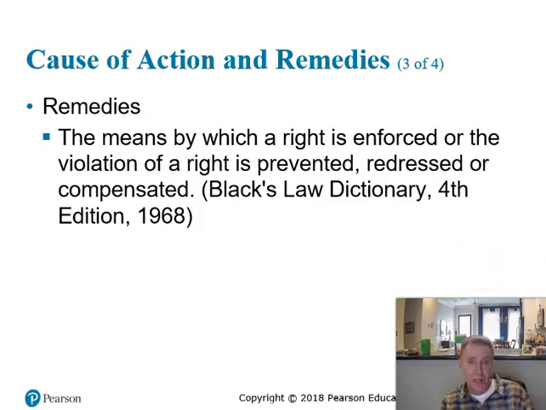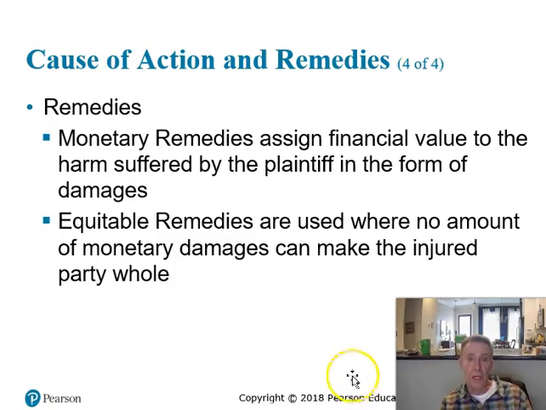What are remedies? The means by which a right is enforced or the violation of a right is prevented, or redressed or compensated. Black's Law Dictionary, that's like a Bible for lawyers. What kind of remedies? The one you've probably heard of is monetary remedies. That's when you assign a financial value to the harm suffered by the plaintiff in the form of damages. They get some money.